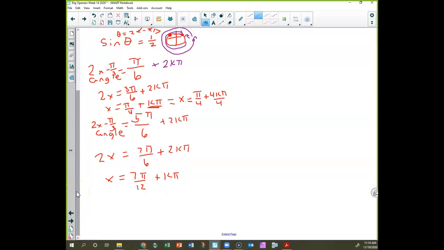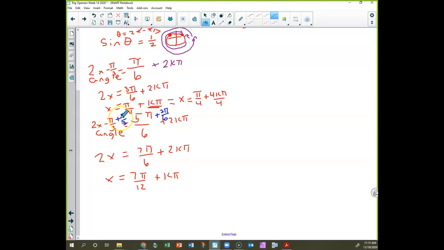Now, let me pause there before we finish up listing our solutions between 0 and 2 pi. Are there any questions up to there? Whether you're here or you're at home? Yes, sir. Okay, so I added pi over 3 to both sides. But adding pi over 3 is the same as adding 2 pi over 6. And that's where the 7 pi over 6 comes from. Are there any other questions there?